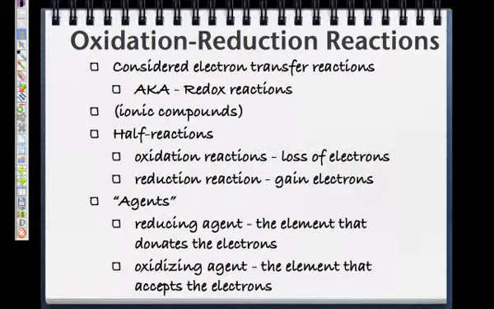And the reagents are the elements that are causing the change in oxidation number. So the reducing agent is the element that's donating the electrons to the atom that's oxidized. The oxidizing agent is the element that's accepting the electrons from the atom that's oxidized. So the reducing agent is the atom that's doing the reducing. It's causing the atom to be reduced. The oxidizing agent is the atom that's causing it to be oxidized.